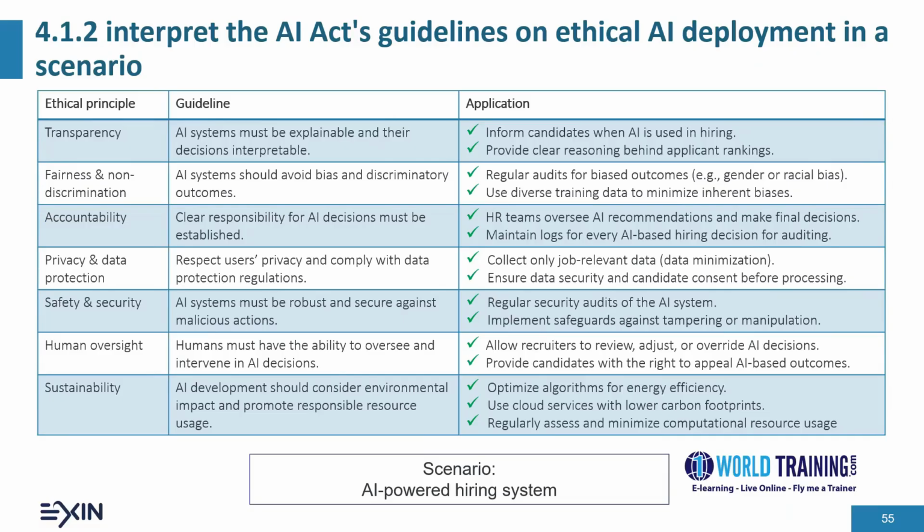So the next ethical principle is your fairness or non-discrimination. So your AI system should avoid any kind of biases or discriminatory outcomes. The application is you need to regularly audit for biased outcomes. Whenever there is AI-driven hiring, there should not be any kind of bias based on gender or racial communication. You should also use a diverse training set to minimize any kind of inherent biases.